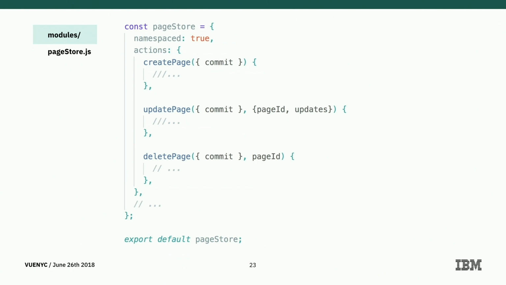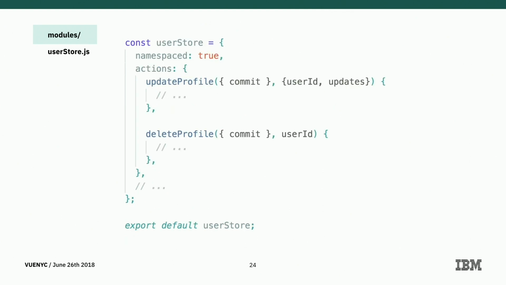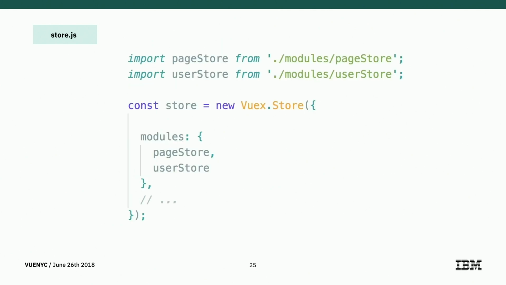We could create a page store JS in the modules folder, and then give it a namespace true. I'll get into that in a little bit. And then that's its own store. And then we just export that. Same thing with the user store in a modules folder. Just keep the user store data in there. And then back in our main store, we import both of those stores. And then in the modules, we'll have a list of the stores that we want to bring in.